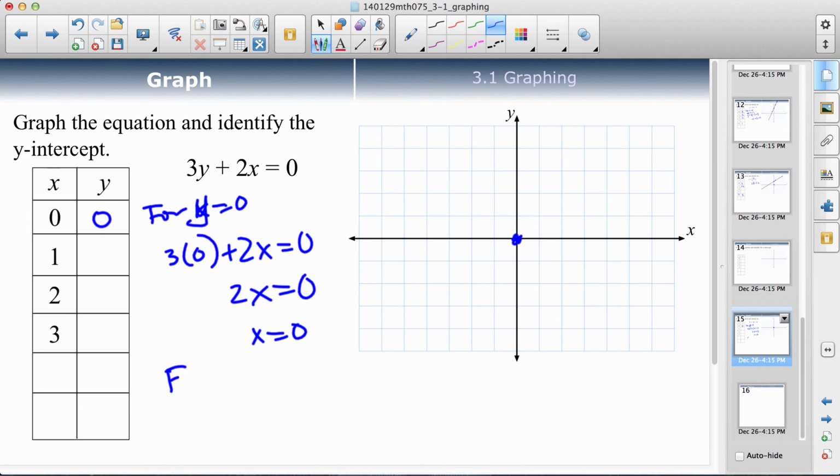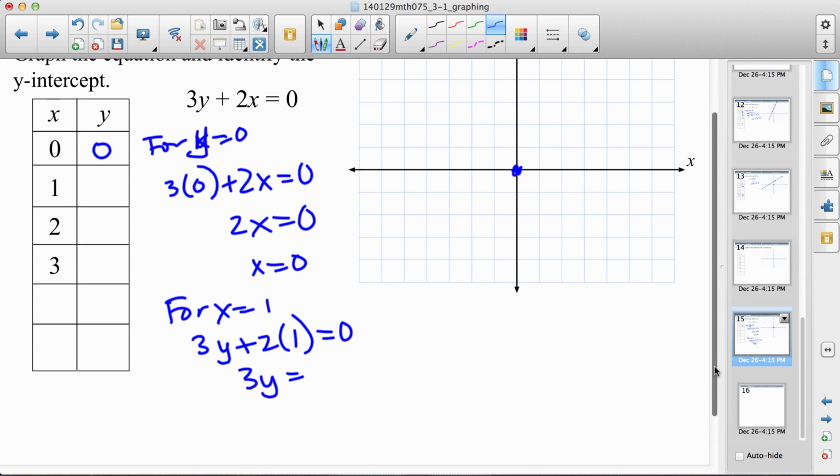Let's try another one. Let's say for x is equal to 1. So 3y plus 2 times 1 equals 0. Or 3y is equal to 2 times 1, which is 2. If I move it to the other side, it'd be negative 2. Divide both sides by 3, so you get negative 2/3. So x is 1, y is negative 2/3. So that'd be a point right about there.